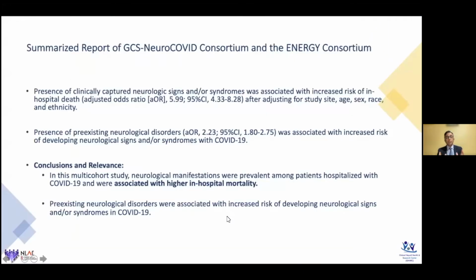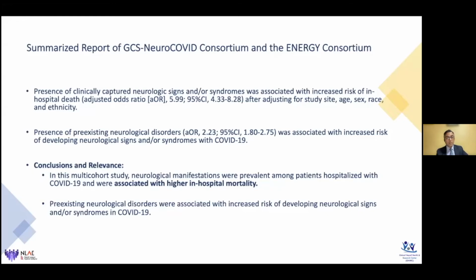So to summarize these consortium studies, the presence of these clinically captured neurological signs and syndromes was associated with increased risk of in-hospital death after adjusting for study site, age, sex, race, and ethnicity. Presence of pre-existing neurological disorder was associated with increased risk of developing neurological signs and or syndromes with COVID-19.